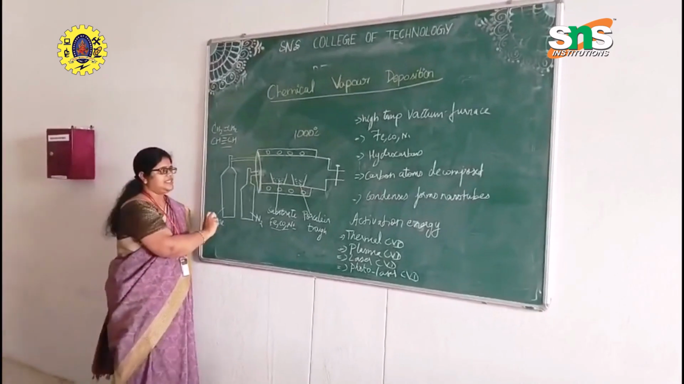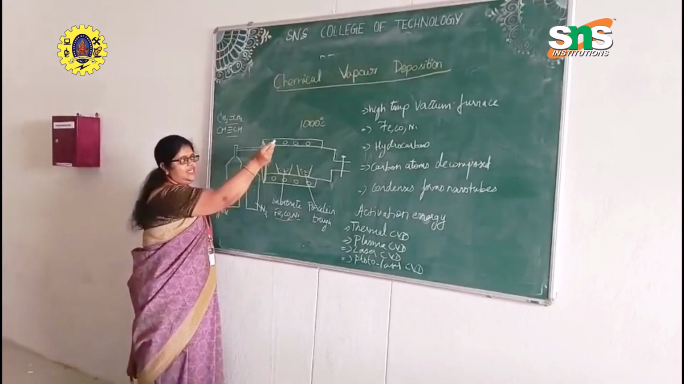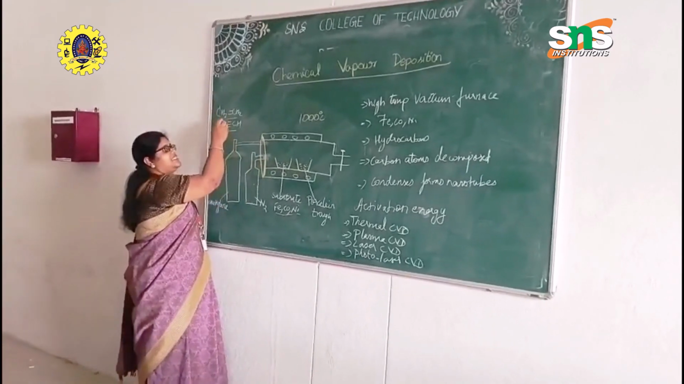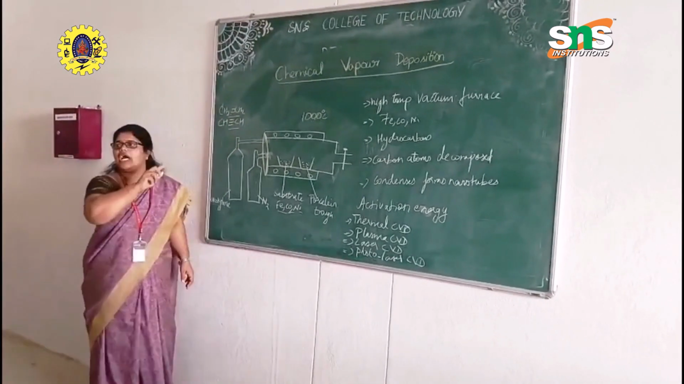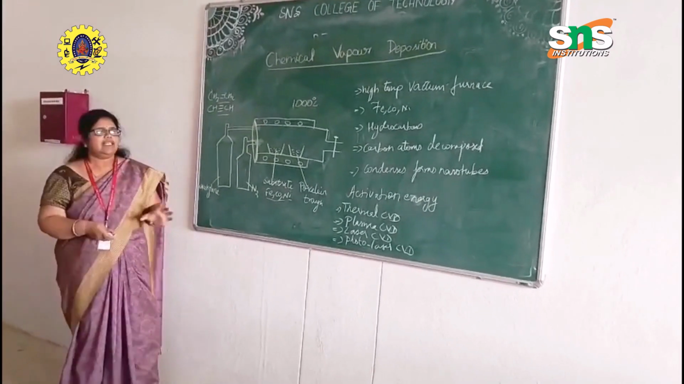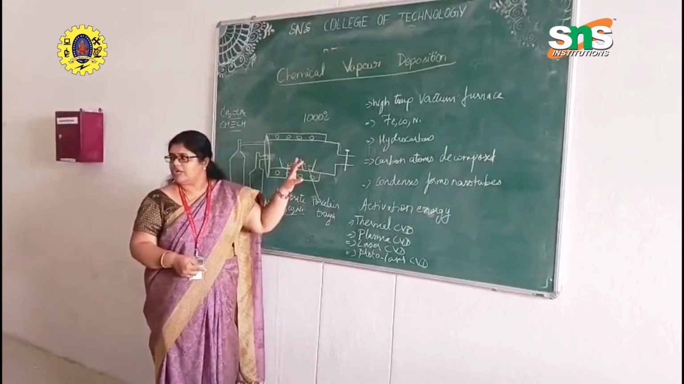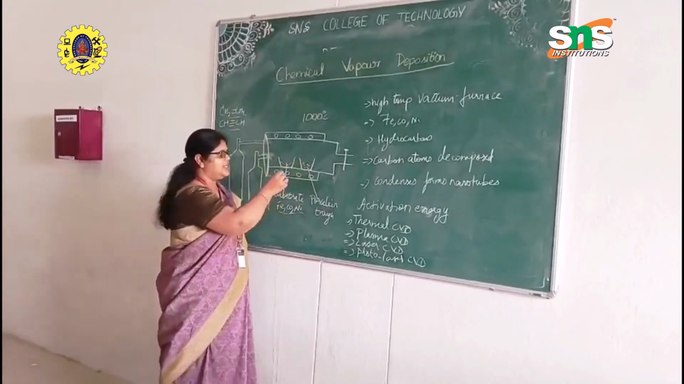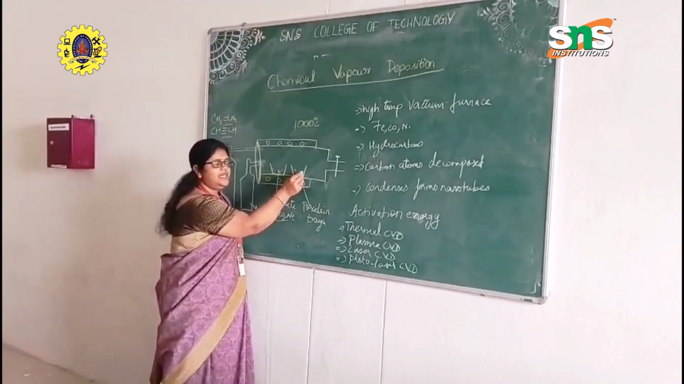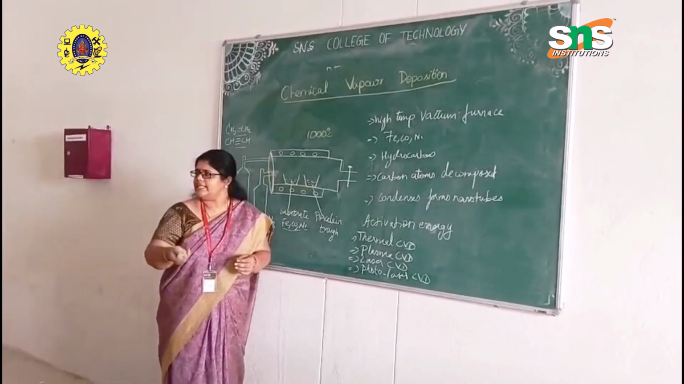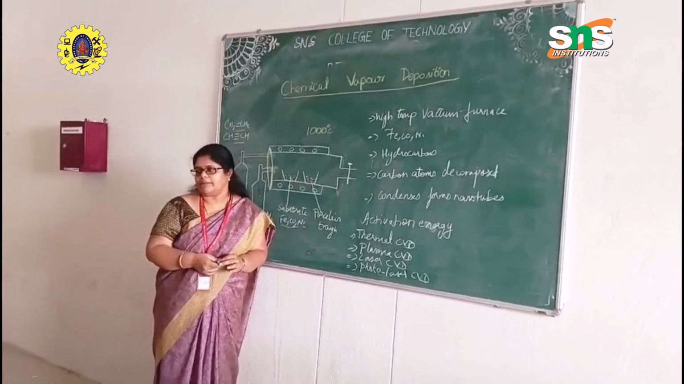Here we have acetylene. It is passed through the vacuum chamber where it is decomposed. Acetylene is nothing but CH triple bond CH. It is decomposed into carbon and hydrogen. The hydrogen is let out through the exhaust. The carbon condenses over the substrate, which has the catalyst, and carbon nanotubes are formed. That can then be separated.